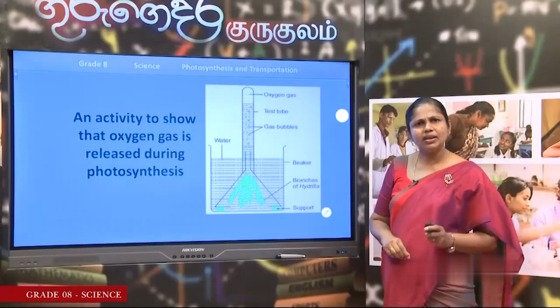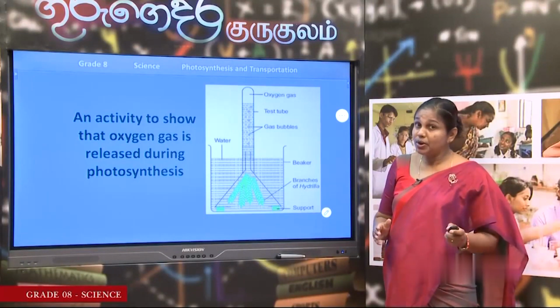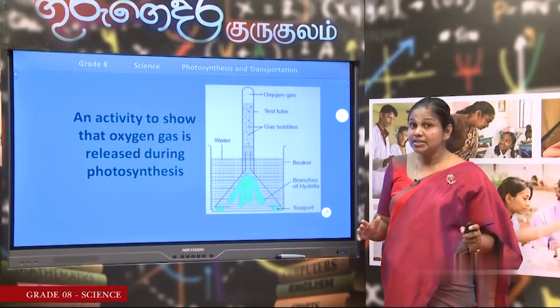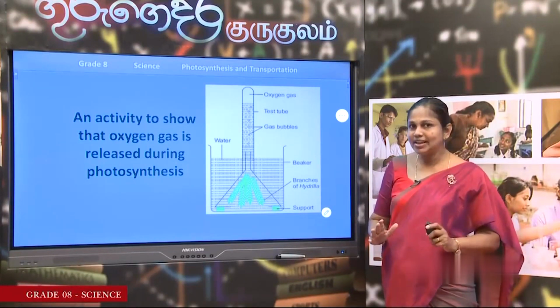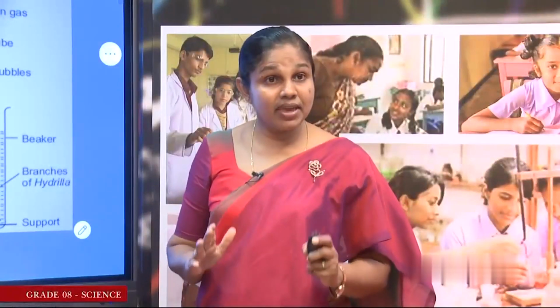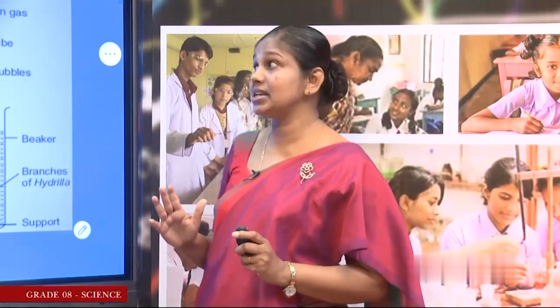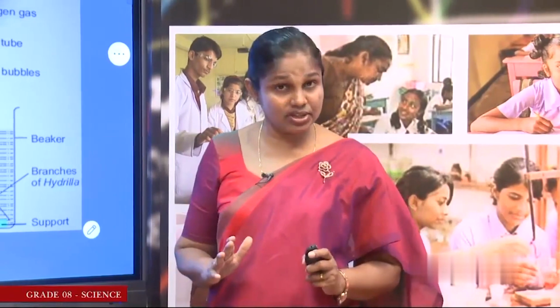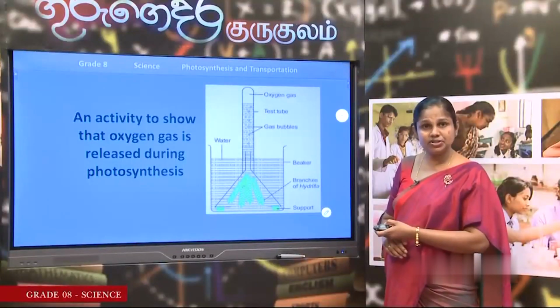Why do I say this gas should be oxygen? Because we haven't experimentally proved that this gas is oxygen. But theoretically we know that oxygen is released. But there should be a way to prove that the gas released here is oxygen. For that, we have another activity, children.